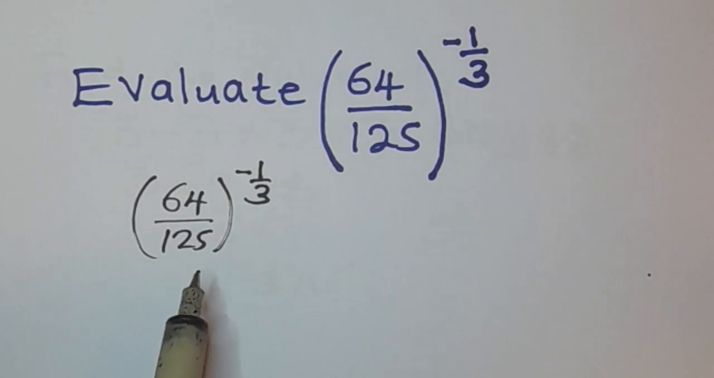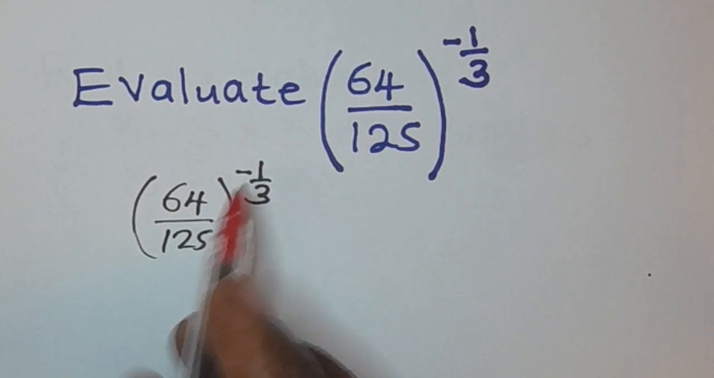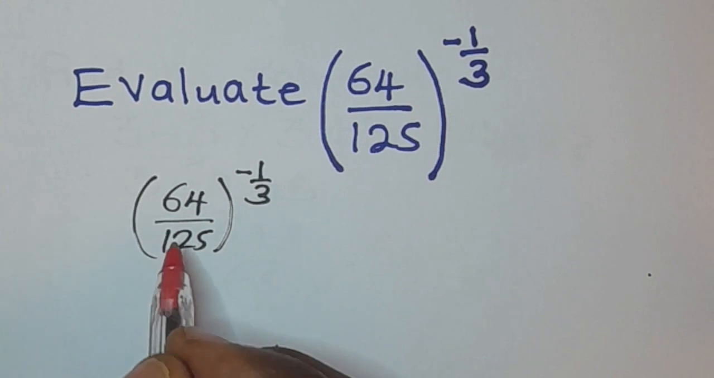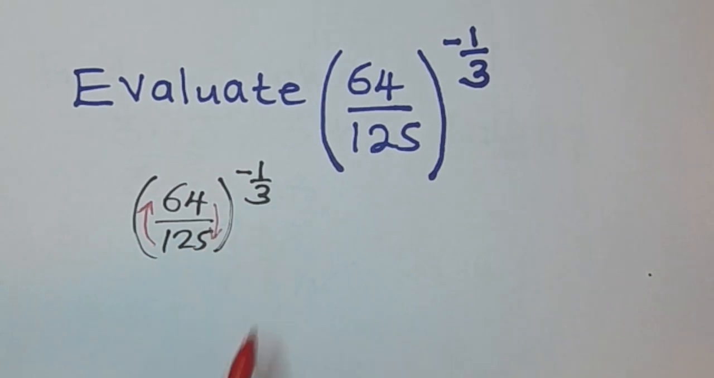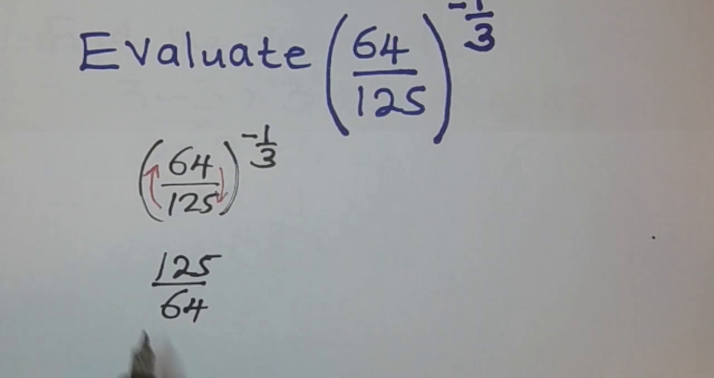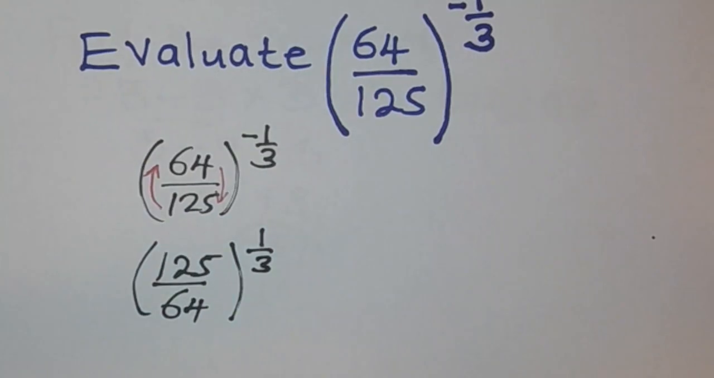Okay, so now to work this out or to evaluate this, first of all, you need to make the power positive. This power is negative, so you need to make it positive by swapping the denominator with the numerator. So you are going to swap the numerator with the denominator like this. So then you are going to have 125 over 64. And immediately you have this, it means the power changes to positive.